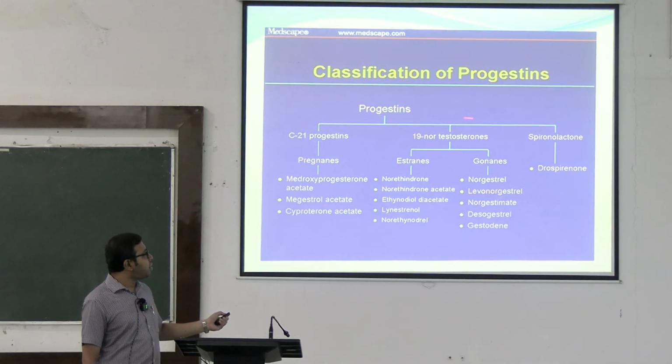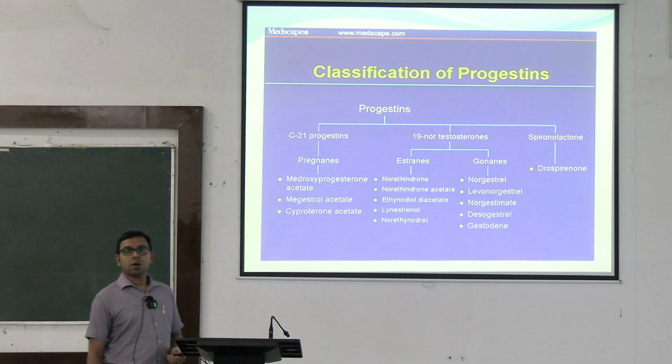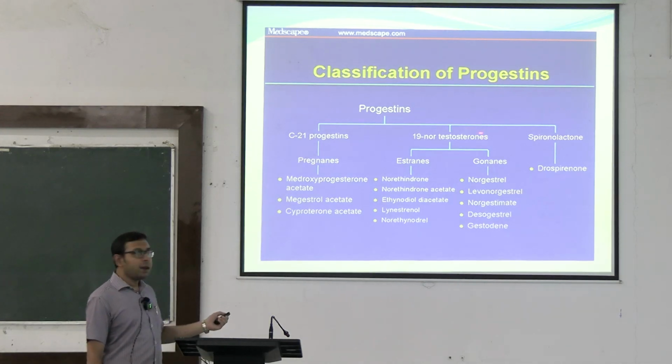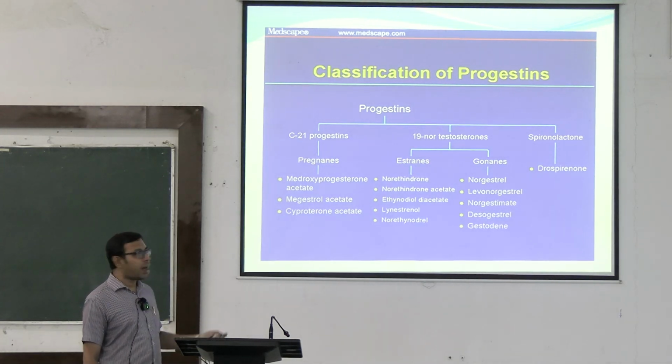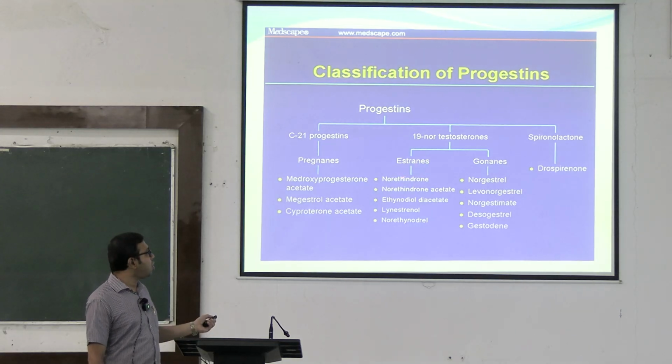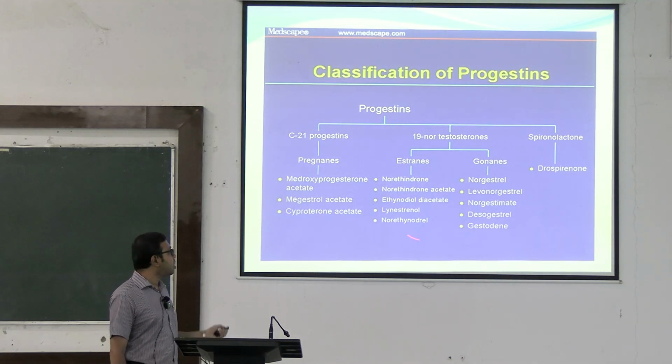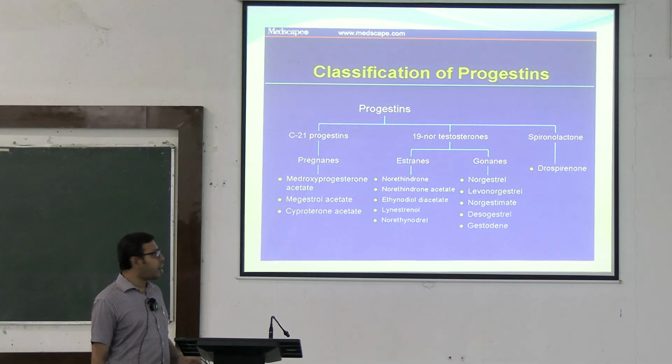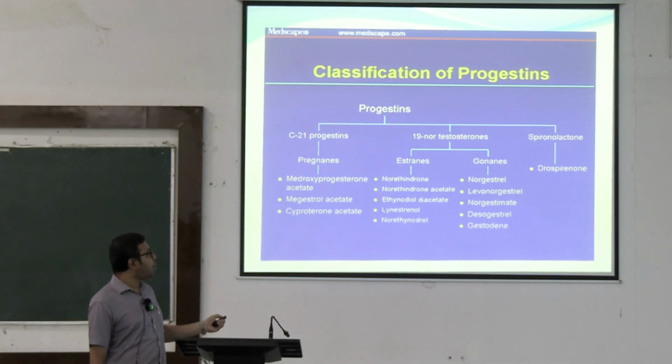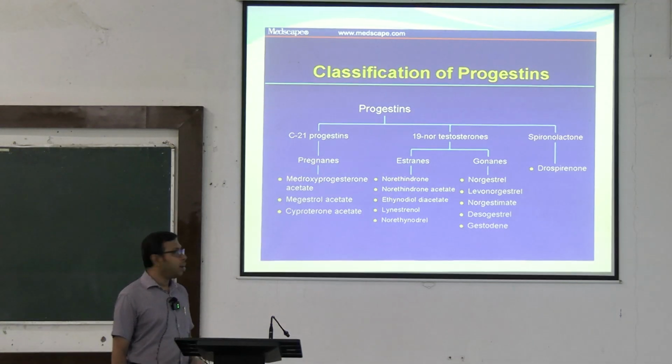Next, coming to the 19-nortestosterone compounds. This can again be divided into the estrane series and gonane series. Estrane series examples are norethindrone acetate, ethynodiol diacetate, lynestrenol and norethynodrel. So these are the estrane series. The most common is norethindrone.